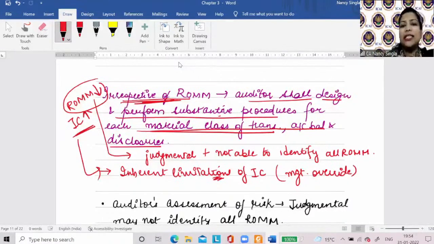And even if IC are good, ultimately IC, the internal control, are going to have their inherent limitation. And since management has applied them, management has the ability. What is meant by management override? It means the ability of the management to manipulate the accounting records, disregarding the internal control. They are ignoring the internal control.